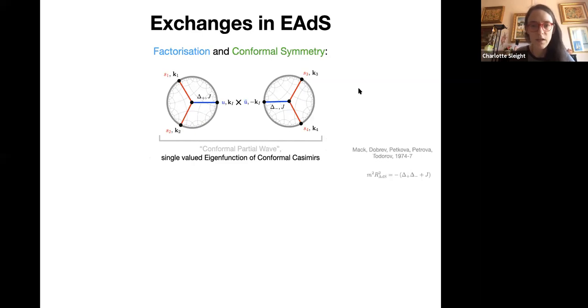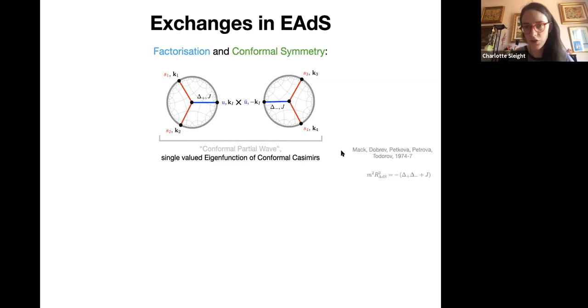It has some nice properties. In particular, it's a single-valued eigenfunction of the conformal Casimirs. And in this setting, in order to be consistent with factorization, this conformal partial wave is normalized so that it's consistent with factorization in anti-de Sitter space. So these are literally the 3-point contact diagrams in AdS. So this object is consistent with factorization and conformal symmetry.